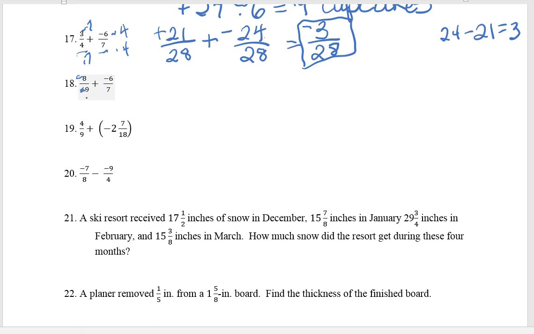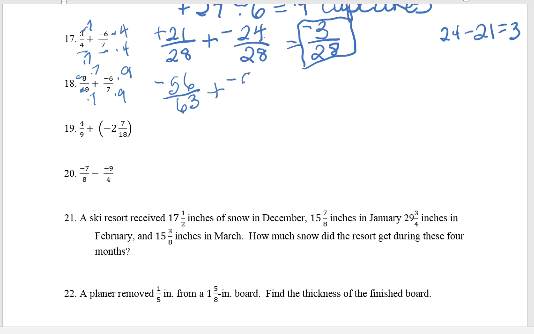Now again, I have different denominators. One's a 9, one's a 7. So I'm going to multiply the 7 times the other fraction, both on top and bottom. And I'm going to take the 9, multiply the other fraction, both top and bottom, by 9. So my first fraction, still negative. 8 times 7 is 56. 9 times 7, 63. Still adding. Still have a negative on the second fraction.